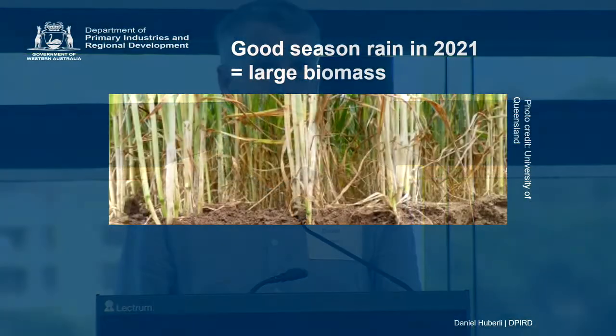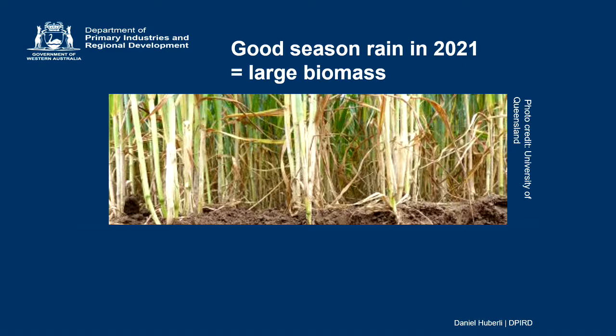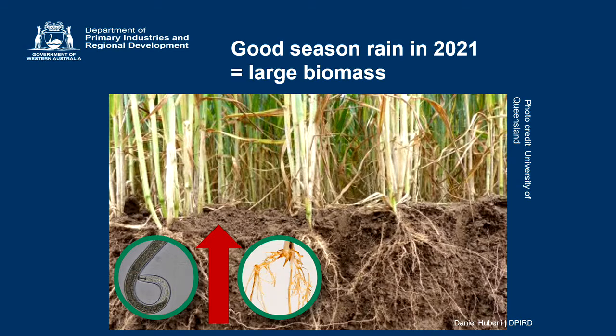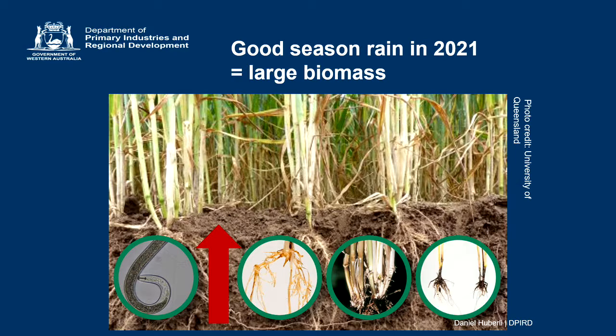So most of you would know, biomass is quite obvious above the ground, but there's also biomass below the ground. So more roots can mean more opportunities for root lesion nematodes, Rhizoctonia, crown rot, and take-all to start festering away at those healthy roots that are growing.